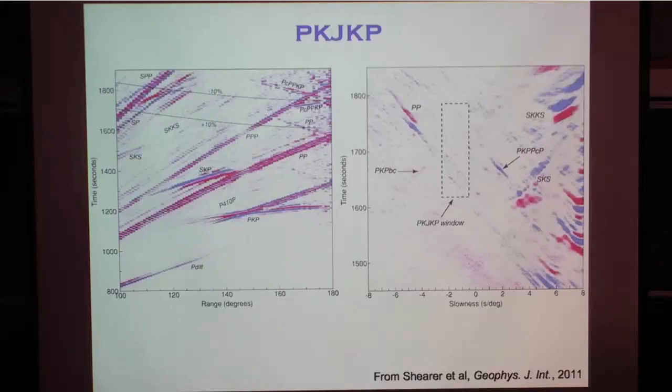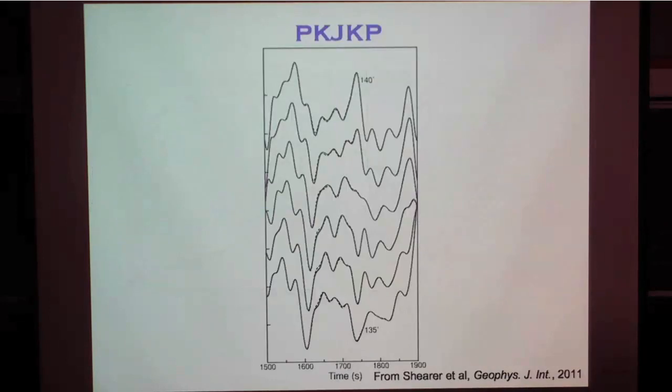If you make a vespergram of data from the whole planet, now we're seeing this vespergram rotated. I'm sorry about that. We've got slowness over here and travel time over here. That broad PKJKP window should give us a bump in this box. It does not. If you stack every seismogram on the planet, you can't see PKJKP. These are the differences between some synthetics where you should be able to see PKJKP, where it should be present, and some synthetics where it should not.